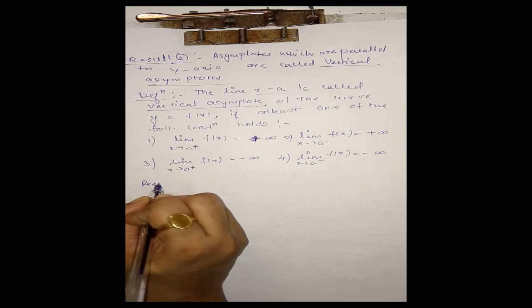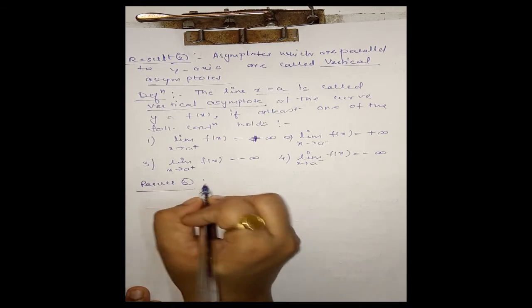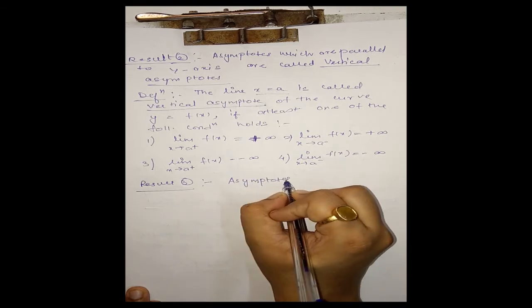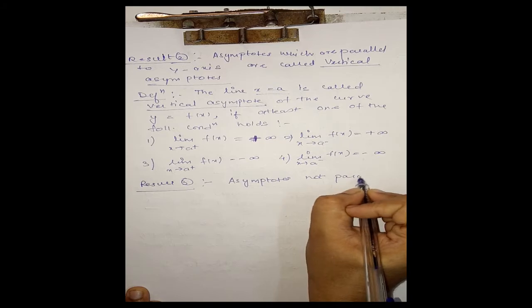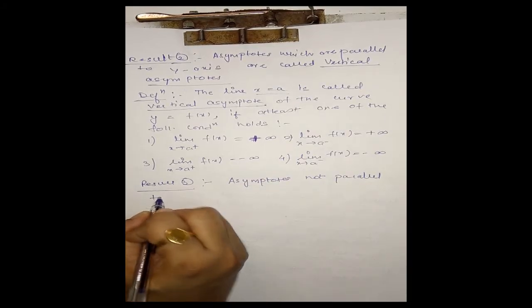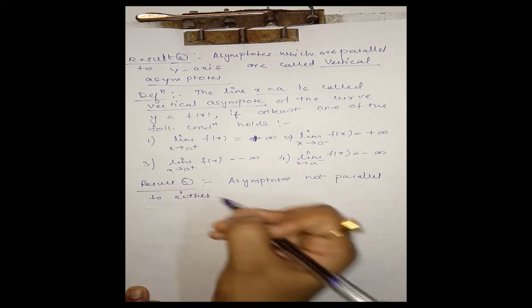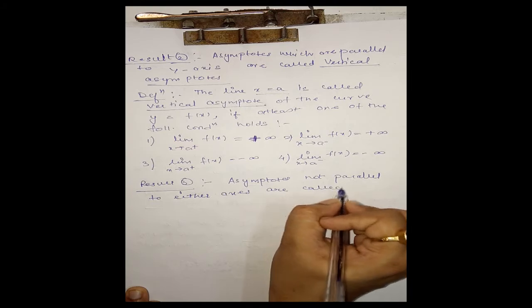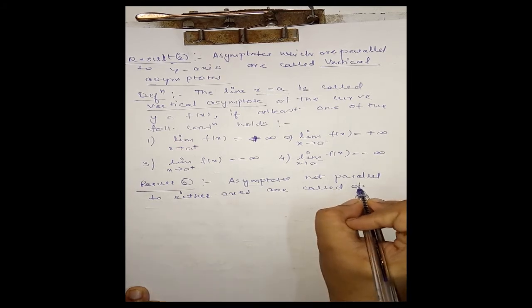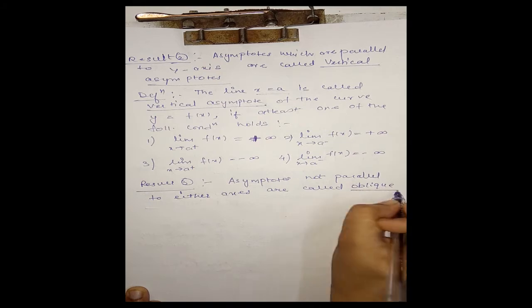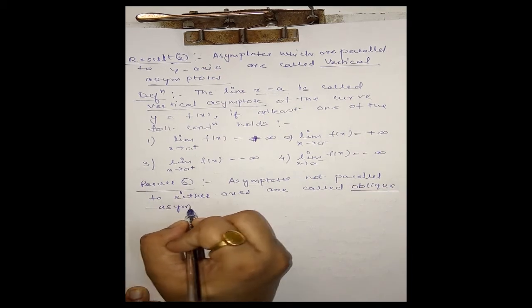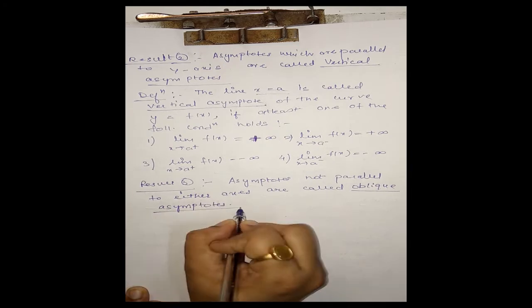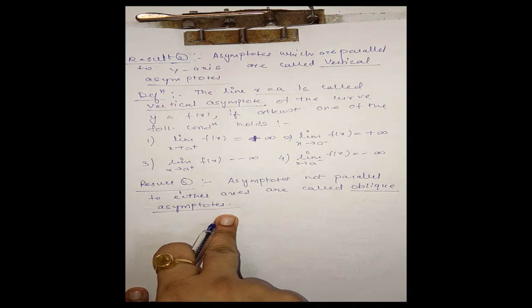And we have the next result: asymptotes not parallel to either axis, neither to the x-axis nor to the y-axis, are called oblique asymptotes. Which are neither parallel to the x-axis nor to the y-axis, then in that case those asymptotes are called oblique asymptotes.